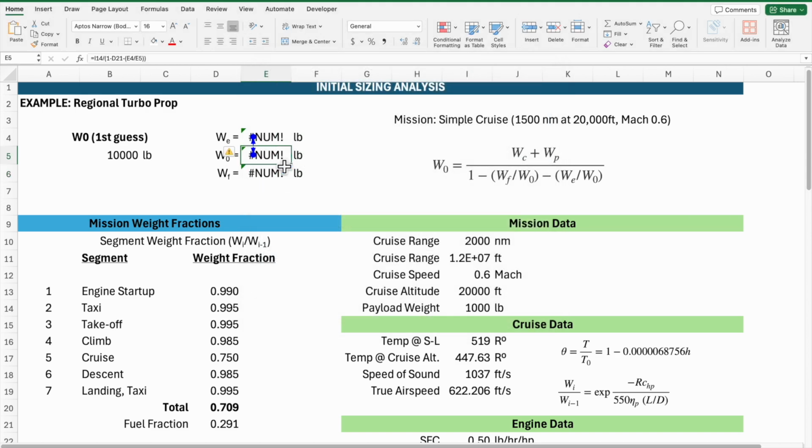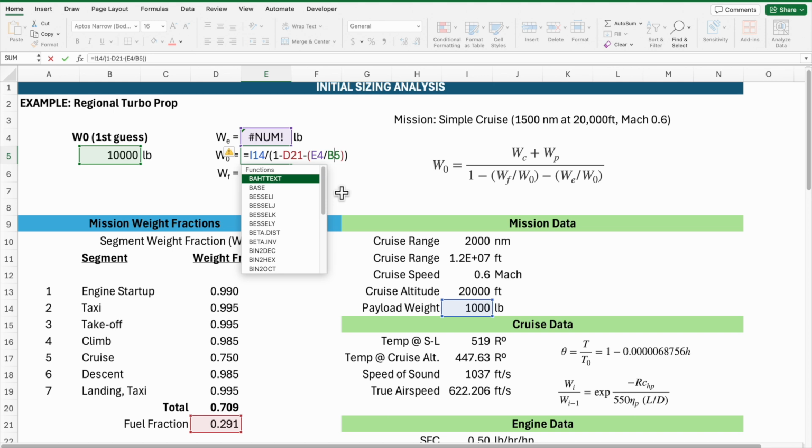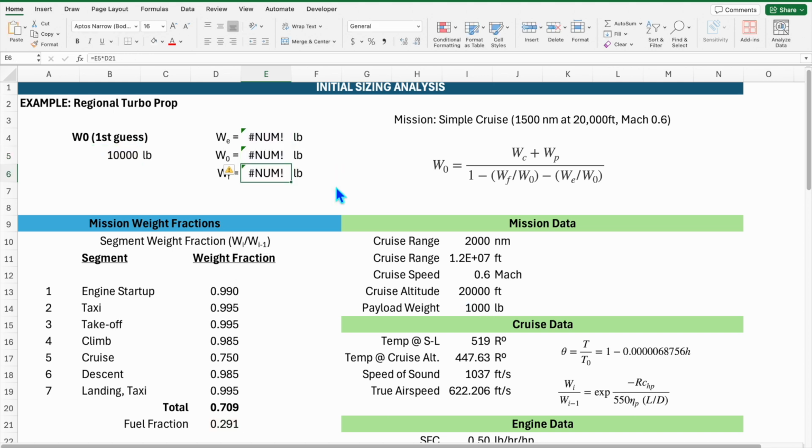So I got an error. It gives me a num because my initial guess was 0, and I'm trying to calculate empty weight fraction. I have WE divided by W naught, so a number divided by 0 is going to give me an infinity, so that's going to be a problem. So to get this to work the first time, instead of E5, I'm going to change this cell to B5, which is our first guess.